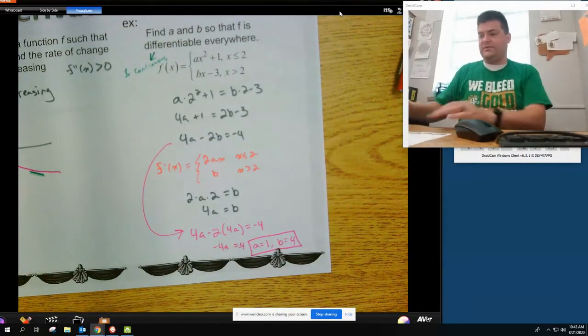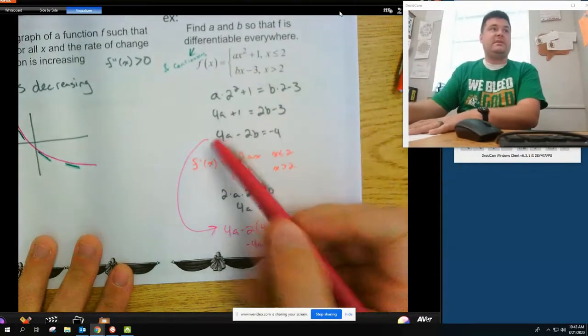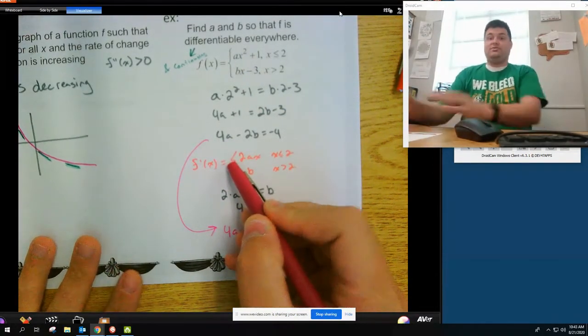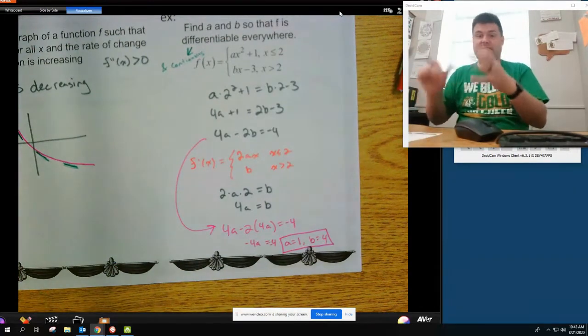All right, so that's how to do these problems. Make sure you check for the continuous, and then you actually find the derivative, and then the derivative itself is also continuous. That's why you're going to set those two equal to each other.